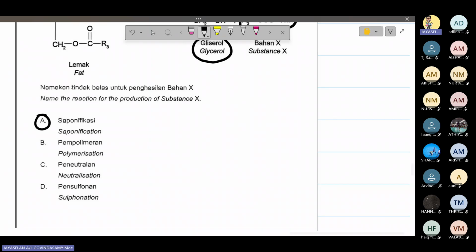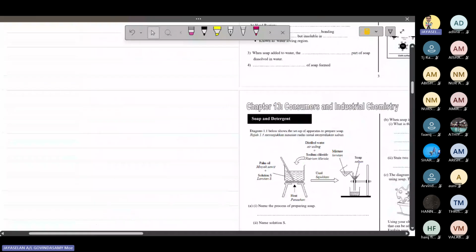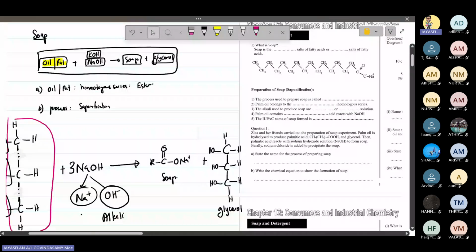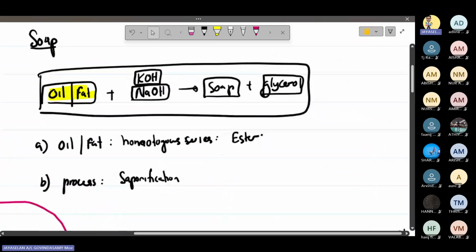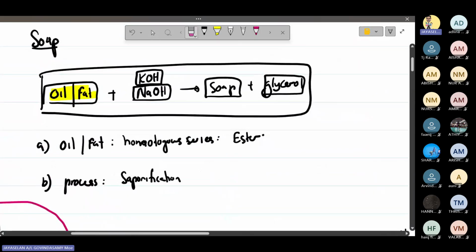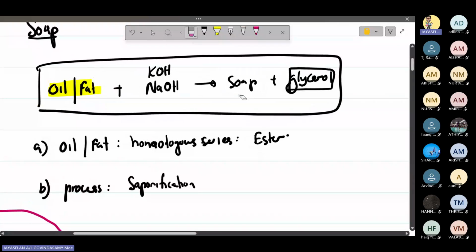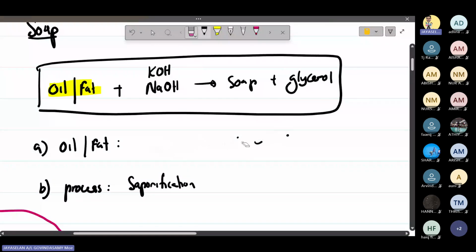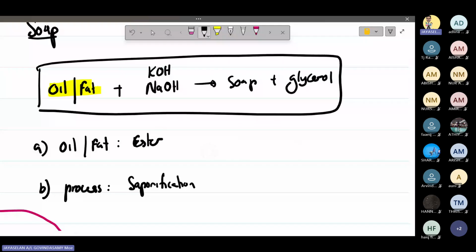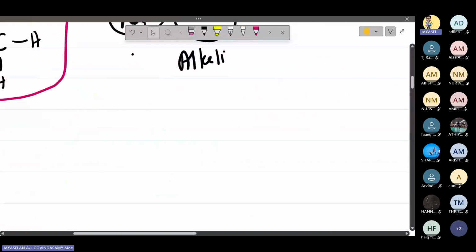Any question? No question? Okay, so we already finished this. The structure formula, you guys want to copy down. So when they show this, they ask what is the name of the process: saponification. This oil and fat belongs to what homologous series? So please remember ester. These 2 marks you must get. And one more, I go to the next part.